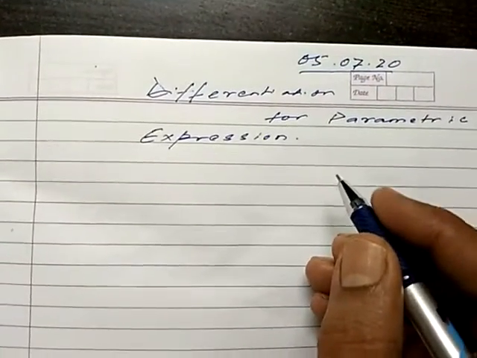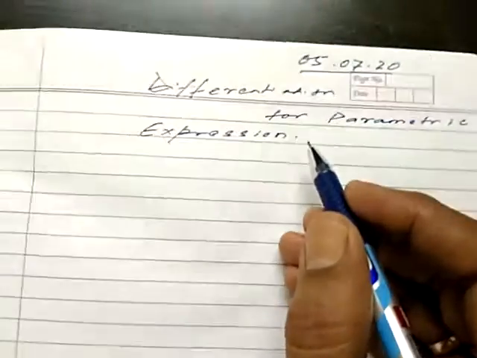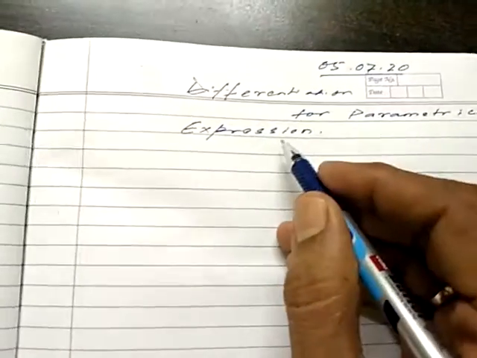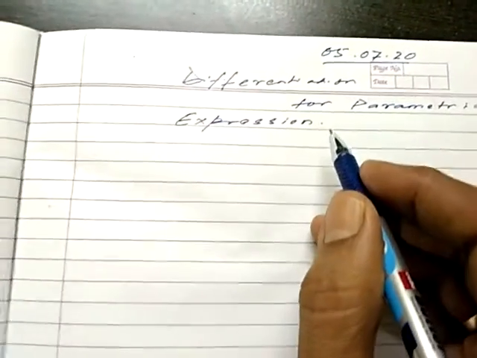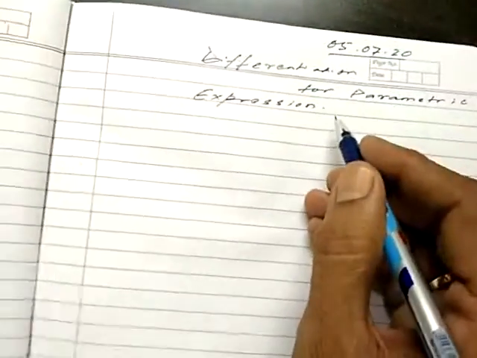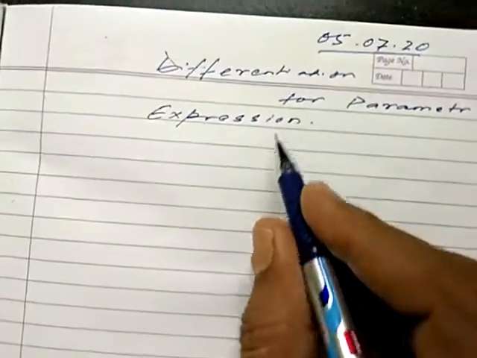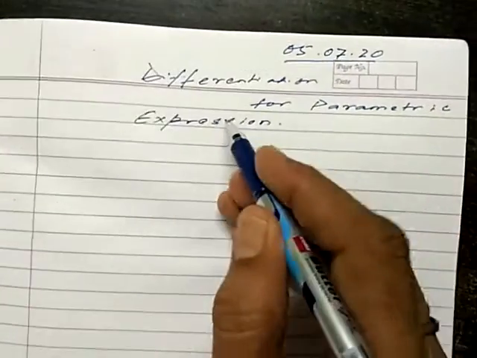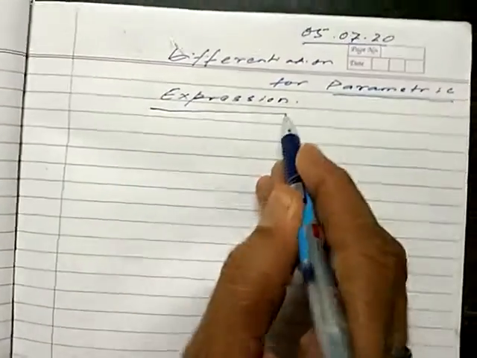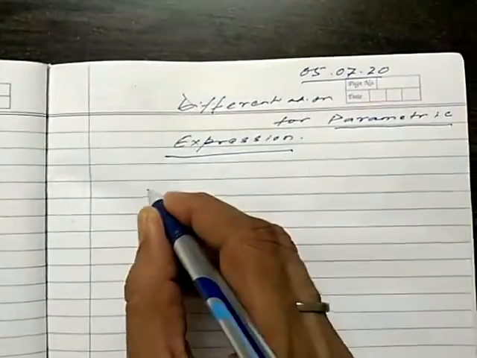Hello students. In the previous class we have gone through the different types of differentiation, and before summer vacation we have gone through the 3-4 types. Now this is the turn for another type of function for which we have to go for differentiation: the parametric expression. Today we will learn how to differentiate the parametric expression or functions.